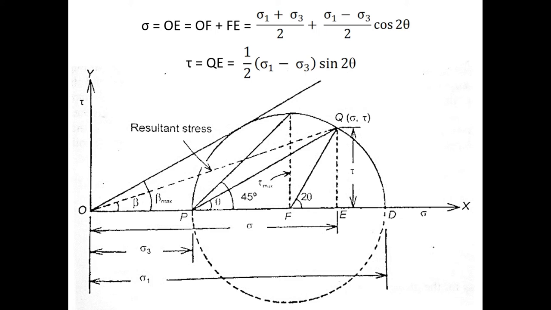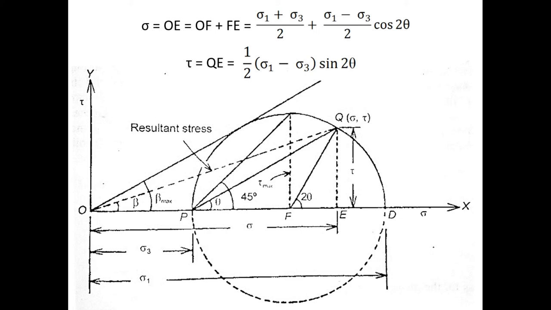Alright? Now, from the point P, you are drawing a line parallel to the line AB, which is parallel to the plane AB at an angle theta. Can you see the angle theta at point P? QPF. Can you see that? Angle theta. So QPF is a plane which is inclined at an angle theta to the XX plane or the major principal plane here. Major principal plane here is OX.